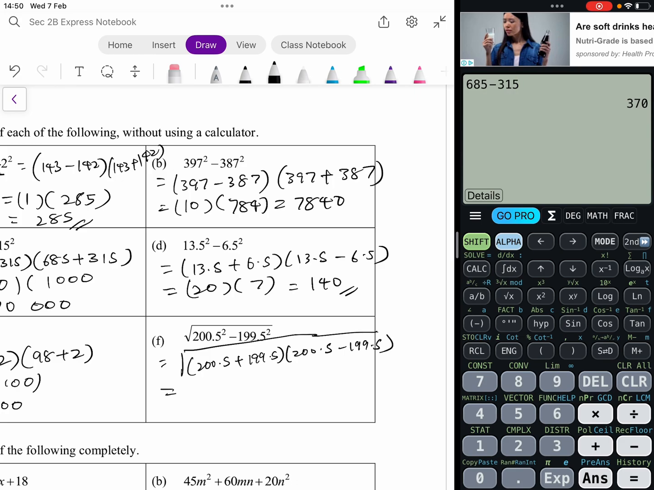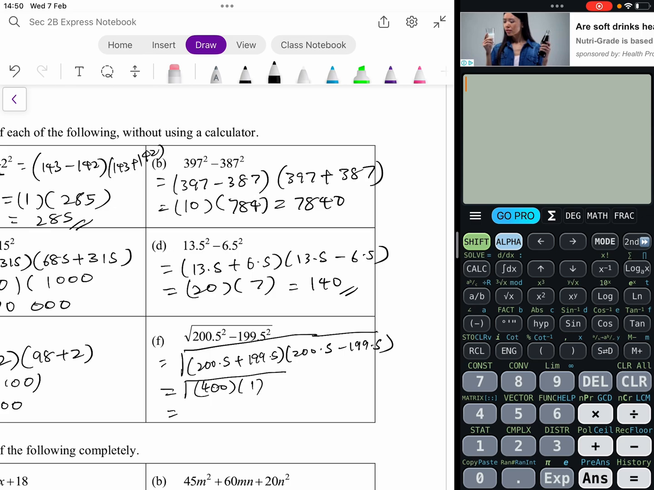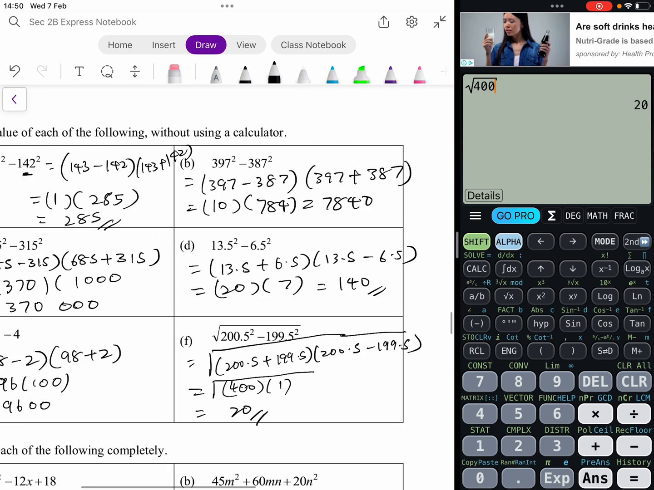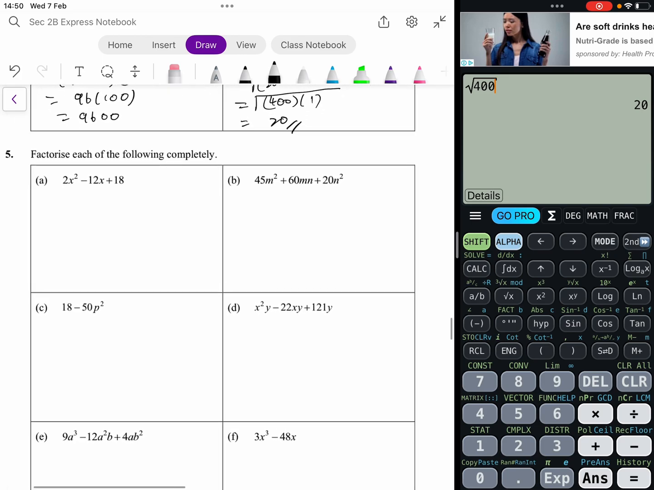Okay, so this will add up to 400, multiplied by 1. Alright, so square root of 400, if you are not too sure, is 20. Right, so pretty simple. Okay, next one.